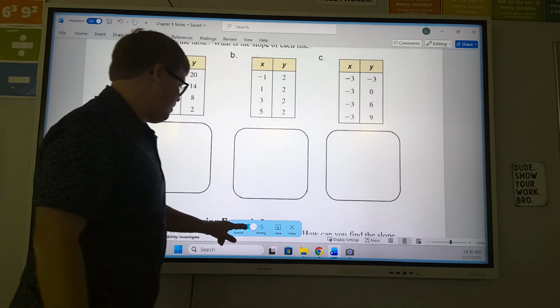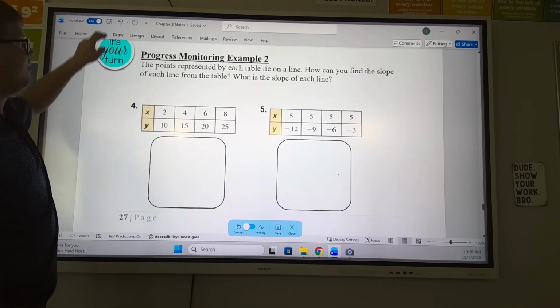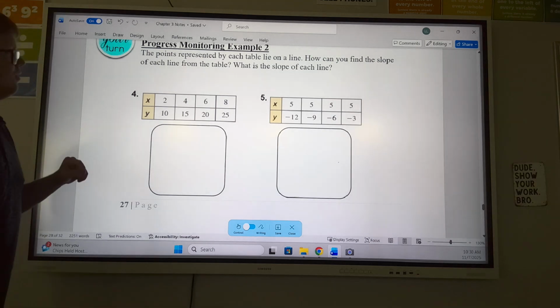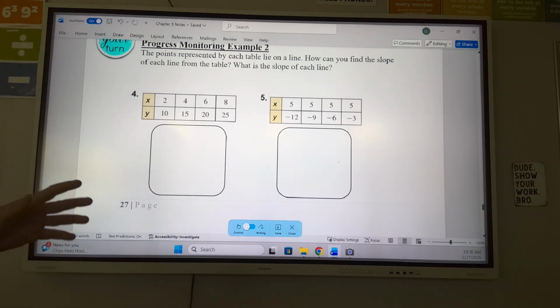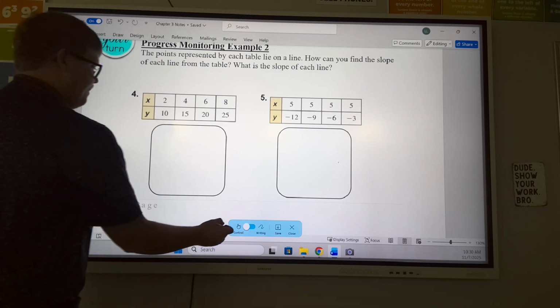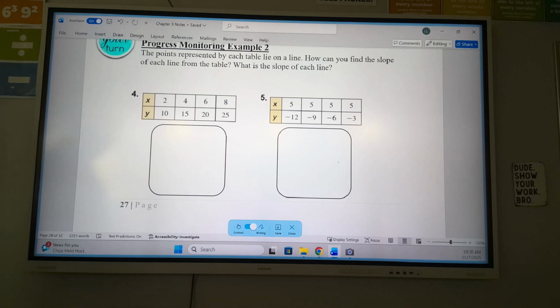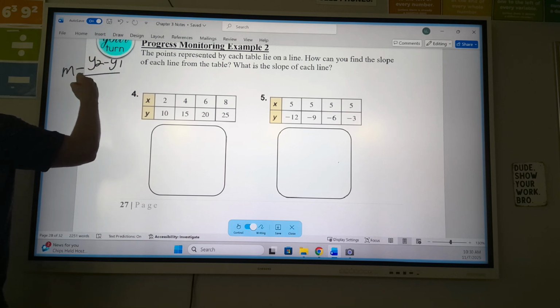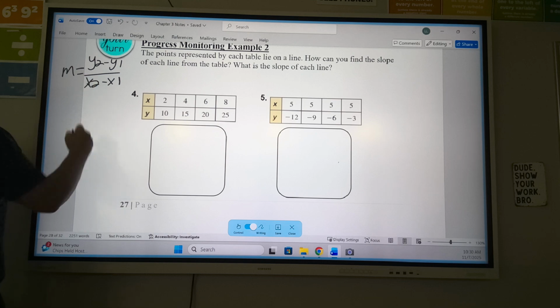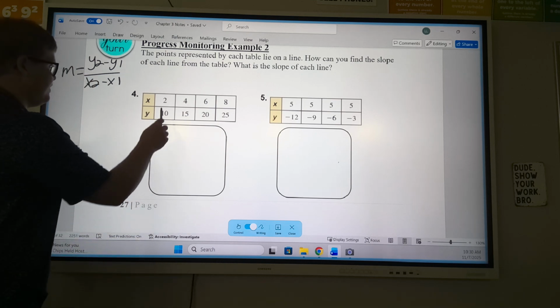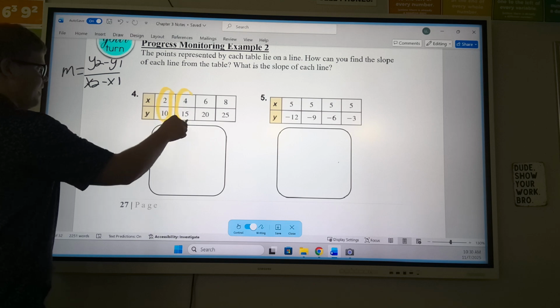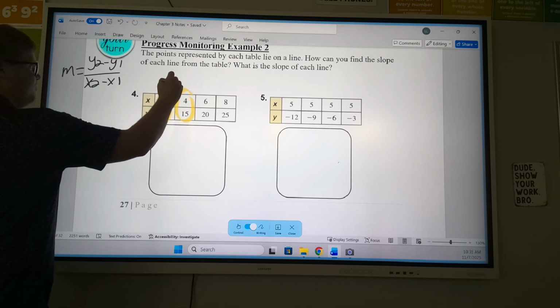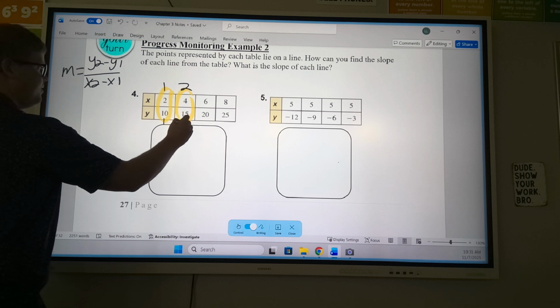Okay, and we are going to move on to the final, monitoring progress. So go ahead and try these two out. Pause the video, and we'll go over them. Okay, hopefully you've tried them by now. We know our equation is still m equals y2 minus y1 over x2 minus x1. Okay, pick 2 points. Remember, our x and y have to pair. We'll make this our x1 or x2, our y1 or our y2.